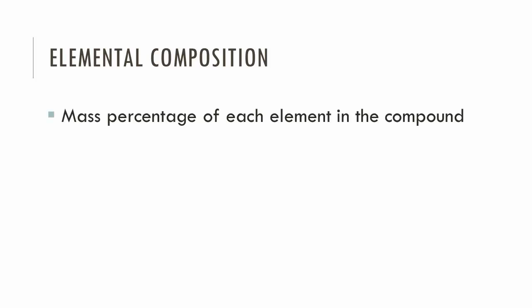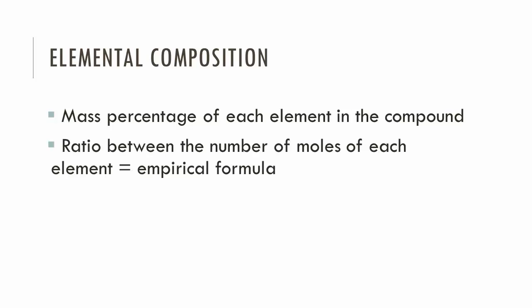We get the empirical formula from the elemental composition of a compound. The elemental composition represents the mass percentage of each element present in a compound. The mass percentage allows us to determine the number of moles of each element found in the compound. Then we can use a ratio between the moles of each element to get our empirical formula.